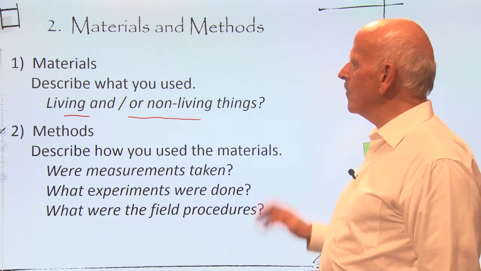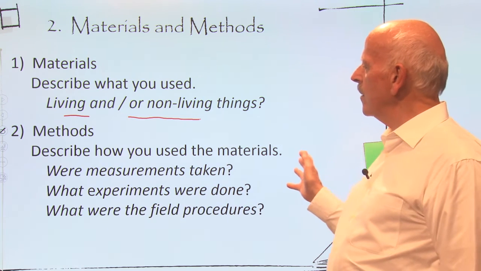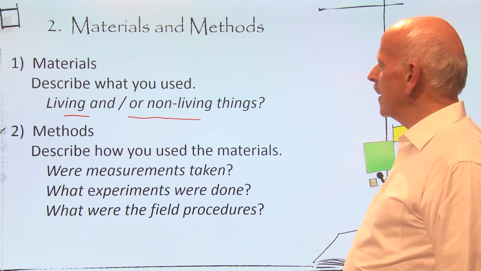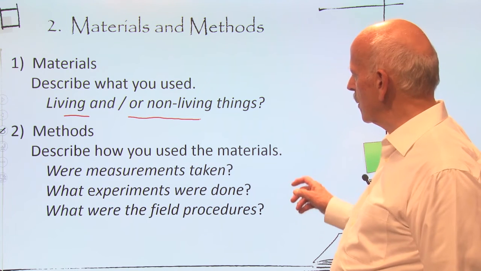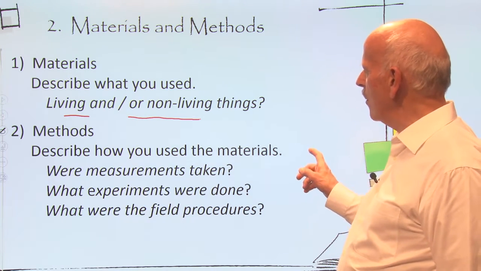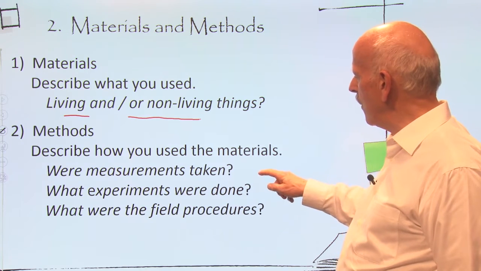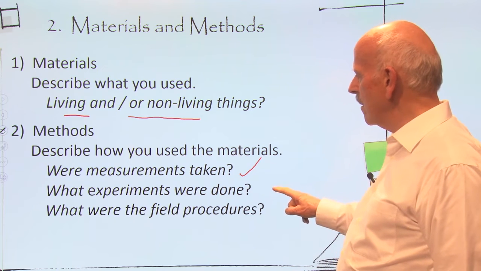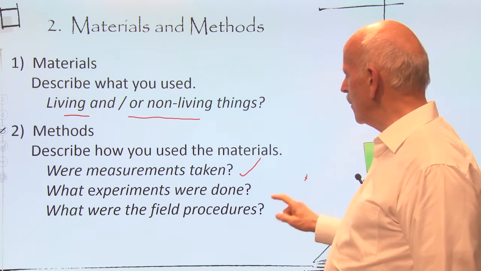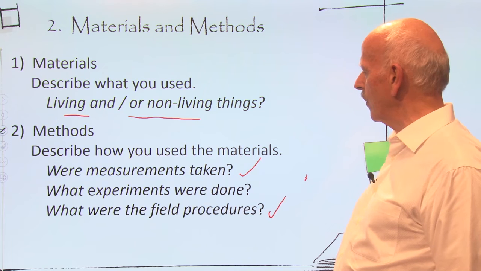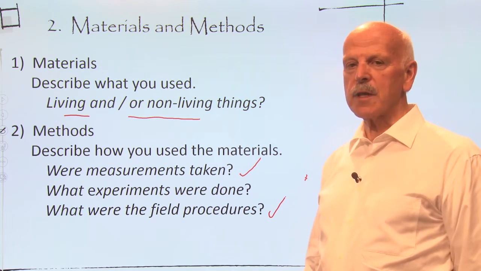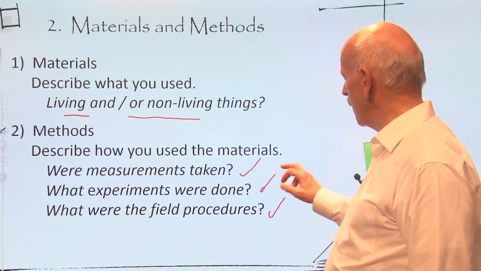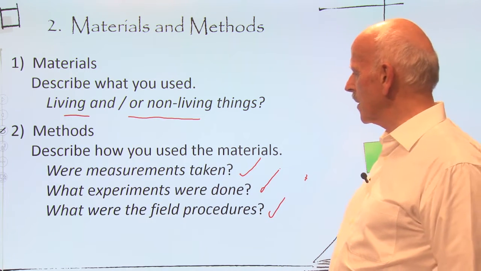Once you've identified the materials, then you can begin to deal with how those materials are going to be used. So this is the next part. How are the materials used? Well, maybe to take measurements. That's a very important way. Maybe we are going to do field procedures. Here's another important way. And what kinds of experiments and field studies are you going to do? So that's the third aspect of the methods.